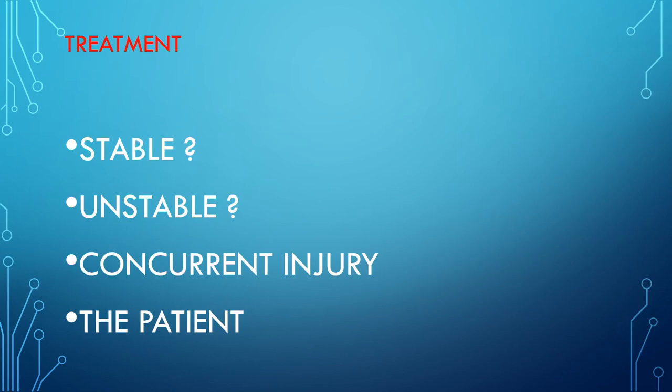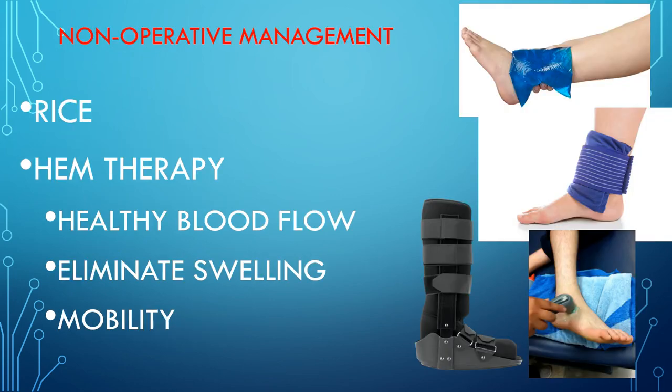With regard to treatment of high ankle sprains, the major considerations are listed here. Number one, what is the degree of stability or instability of the ankle joint? Number two, what are the concurrent injuries that are present in terms of fractures and ligamentous ruptures such as deltoid or OCDs? And what is the patient like? How healthy is the patient? What is their activity level? This will certainly influence our decision making.